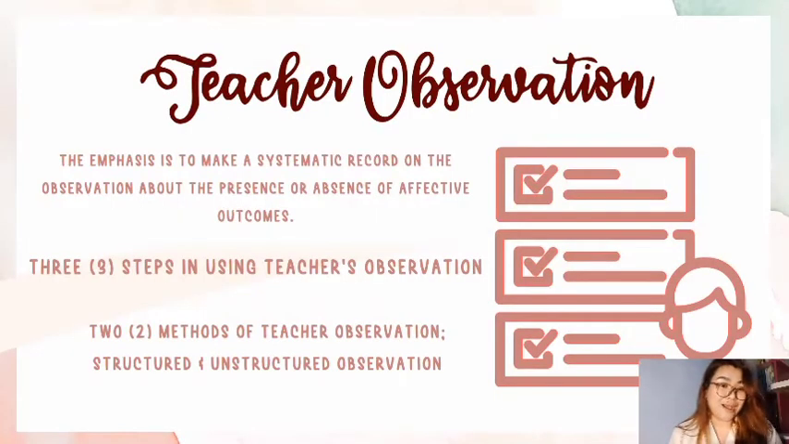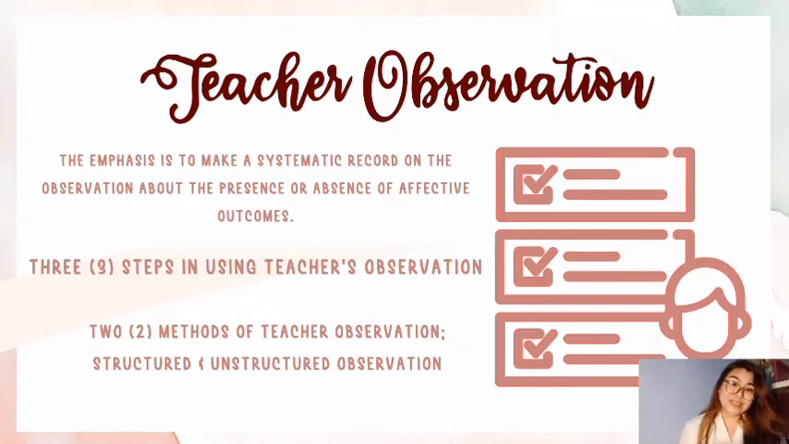Moving on with the methods of assessing learning. Number one, we have the teacher observation. It is an observation technique which was already introduced in Assessment of Learning 1 as a tool of assessing students' performance during instruction or during formative assessment. In this section, the emphasis of teacher observation is to make a systematic record of the observation about the presence or absence of effective outcomes.